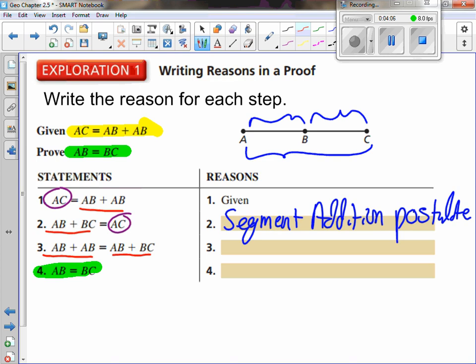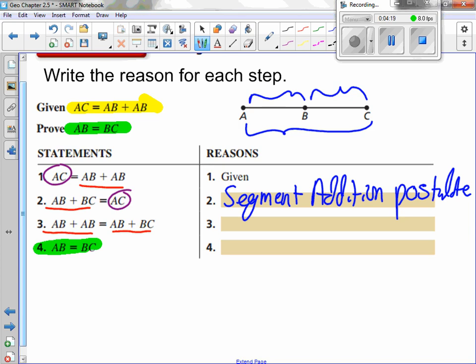What property do we have that relates three things together? Because we're saying this is equal to that, and that is equal to this. So these two here are, yes, transitive. This is our transitive property of equality. Transitive property of equality.